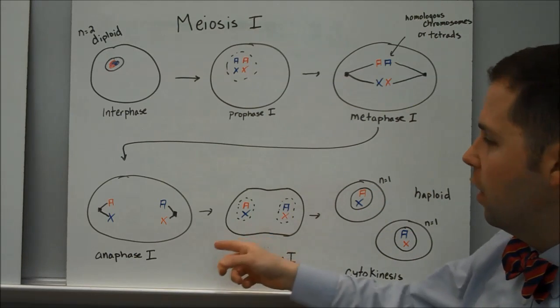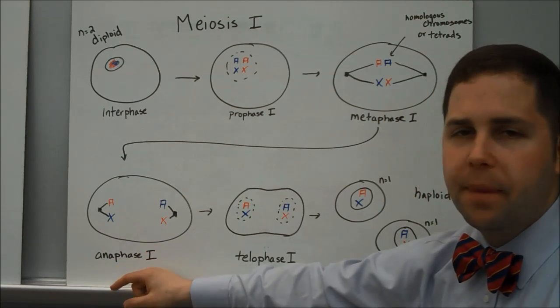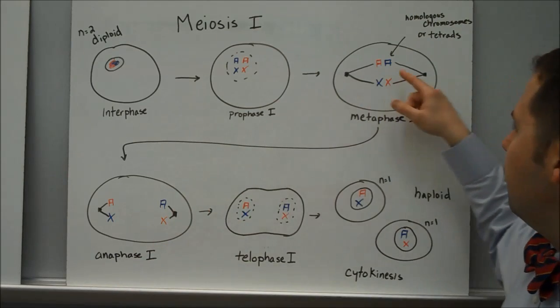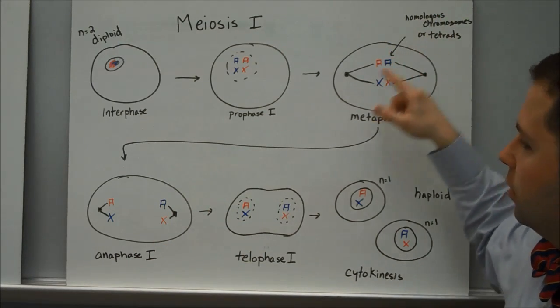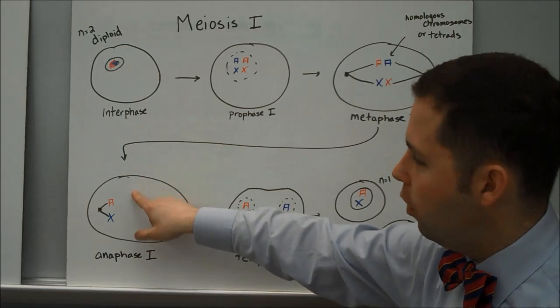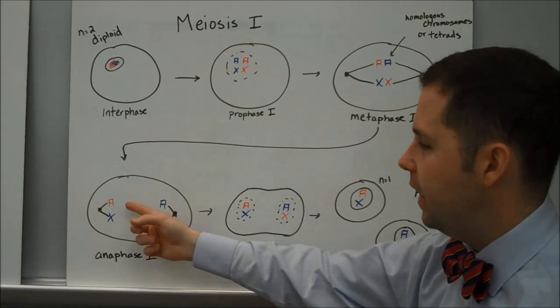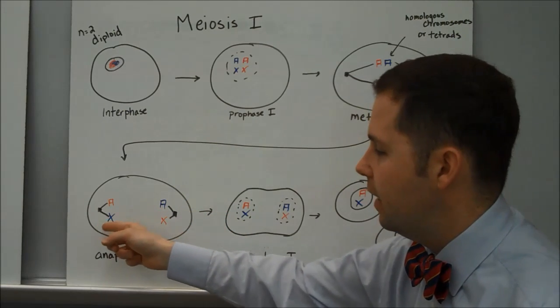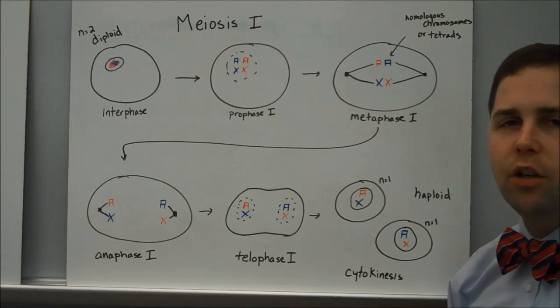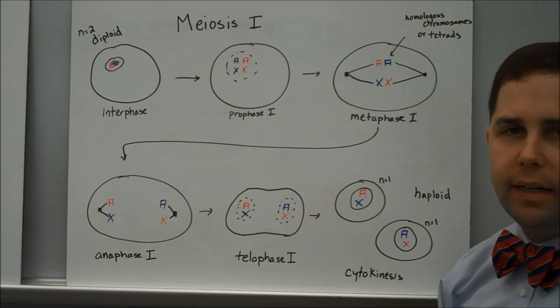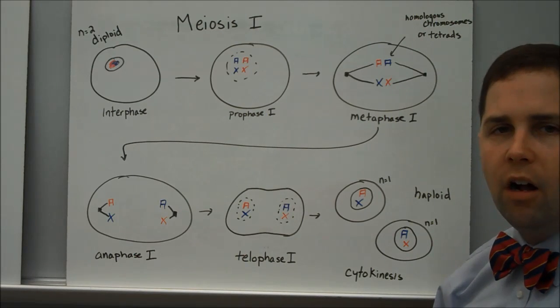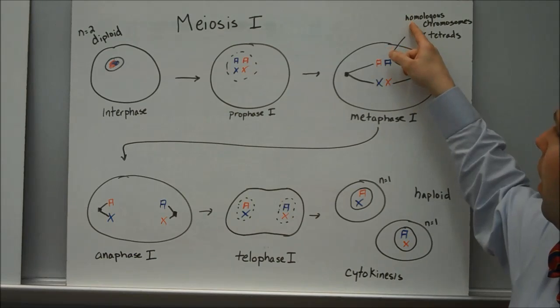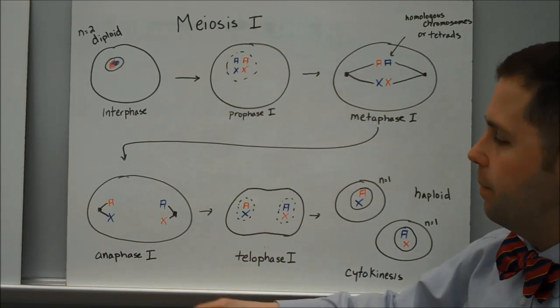Following metaphase, we'll go to anaphase 1. And in anaphase 1, we will separate the homologous chromosomes. So we will now pull a full chromosome to each side, a full A to that side, a full A to that side, a full X to that side, a full X to that side. So we have not separated chromatids at all. We are only separating homologous chromosomes in meiosis 1.